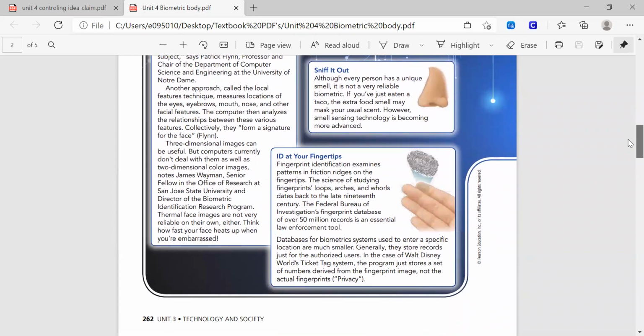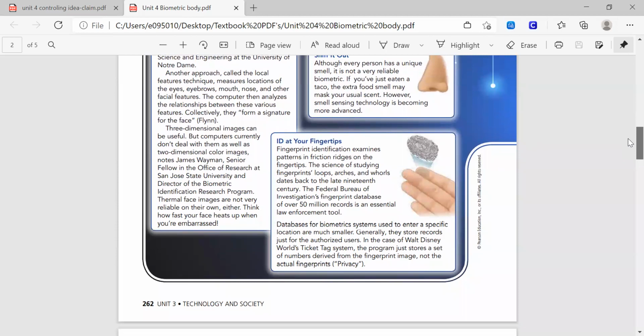ID at your fingertips. Fingerprint identification examines patterns and friction ridges in the fingertips. The science of studying fingerprints, loops, arches, and whorls dates back to the late 19th century. The Federal Bureau of Investigation's fingerprint database of over 50 million records is an essential law enforcement tool.